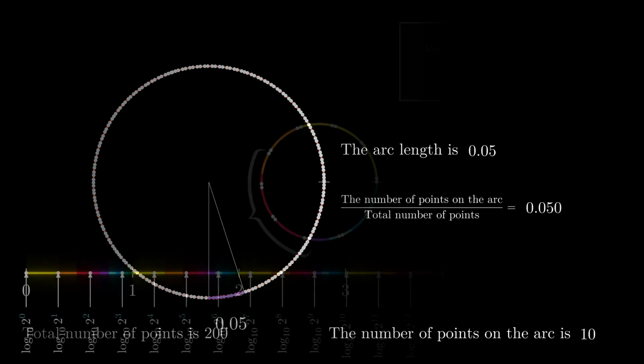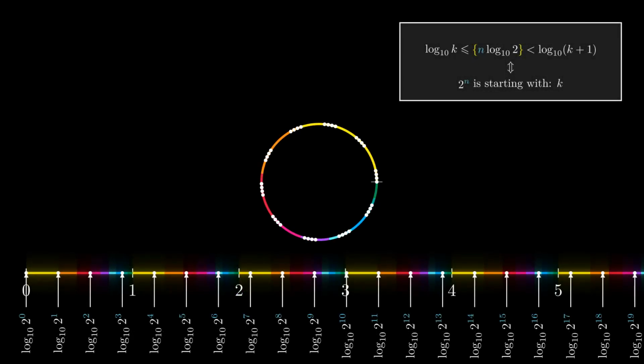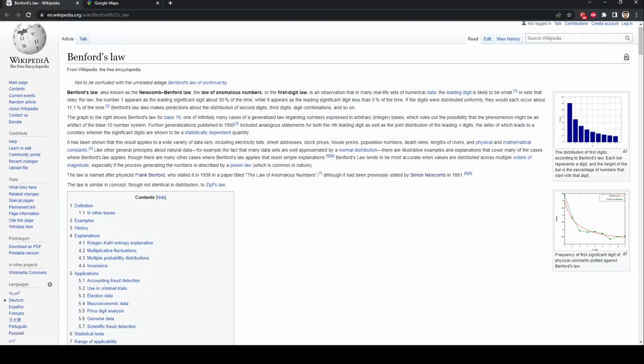It follows from this that the probability of an outcome, say with leading digit 1, is the length of the yellow arc. And so on, we get Benford's distribution formula.